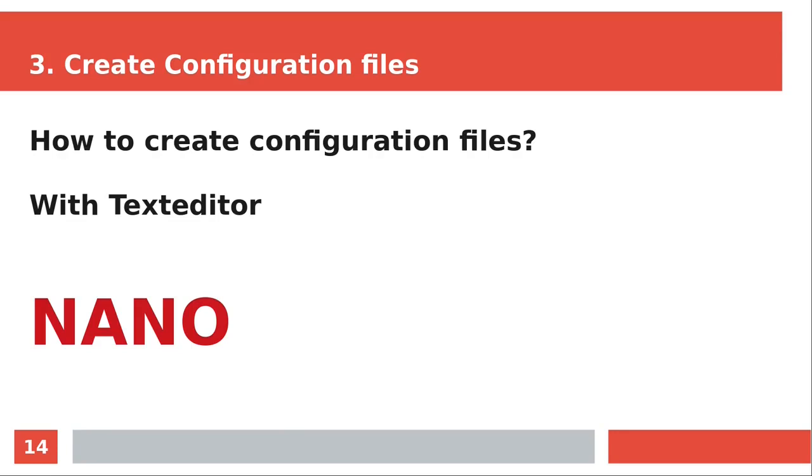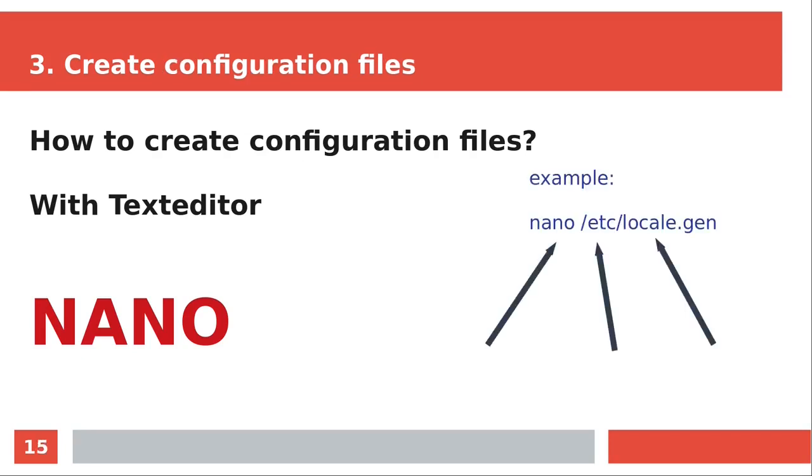How do you do that? With a text editor called Nano. It's not a graphical text editor. It's a text editor in the shell. I give you an example, just one. There are many tasks you have to do. This is one example. The command is nano /etc/locale.gen. That means nano opens in the directory etc the file locale.gen. And now you can change what is in this file.